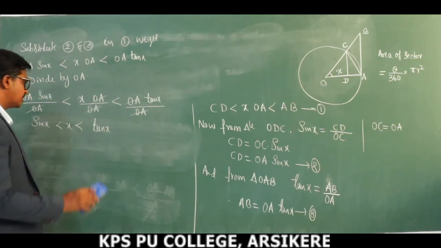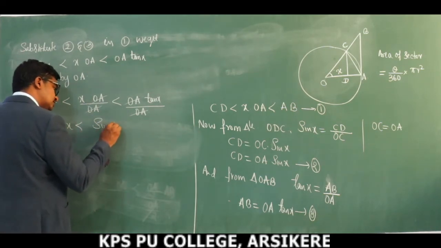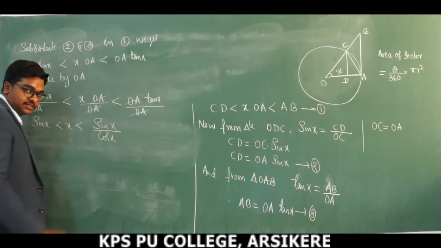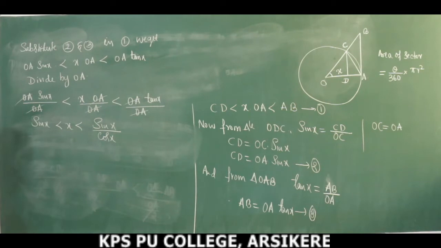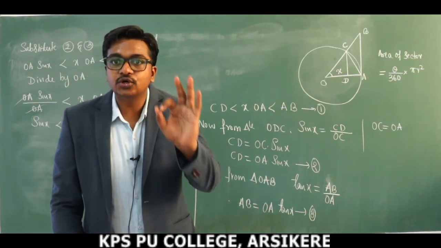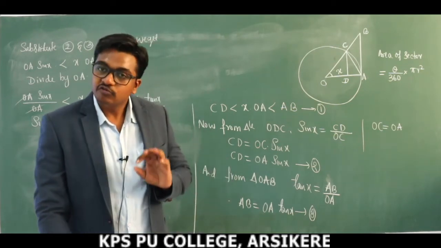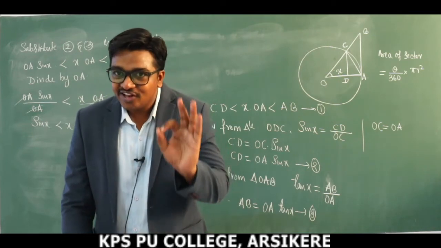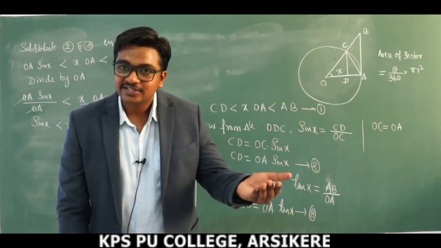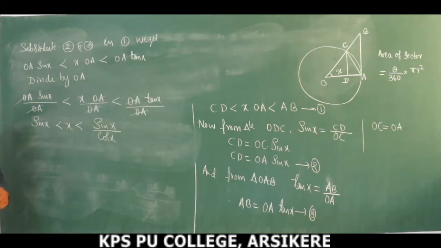So tan x can also be written as sin x by cos x, right? Remember sin x divided by cos x, the quotient form of tan x. Just observe here, the angle x is defined from 0 to pi by 2. So 0 to pi by 2 means it lies in which quadrant? First quadrant. First quadrant means all trigonometric functions are positive, hence sin x is also positive. If I divide this inequality by sin x, nothing changes because sin x is positive.